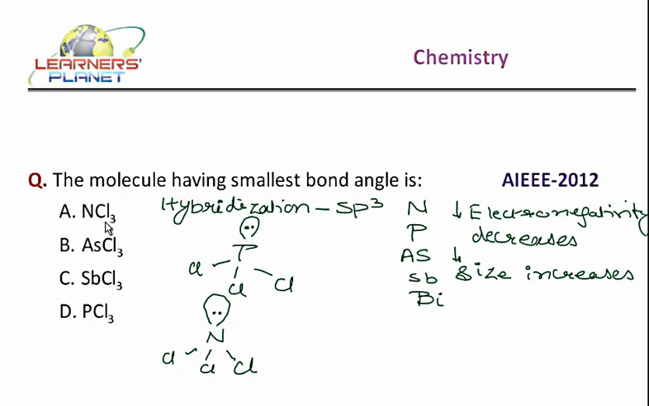Now among these, which is the least electronegative? The antimony trichloride. So which will have the least bond angle? Antimony trichloride. So remember students, as we move down the group, the electronegativity decreases, the size increases, as a result of which the repulsion between the lone pair electrons and the bonded electrons decreases, and as a result the bond angle also decreases. Right?